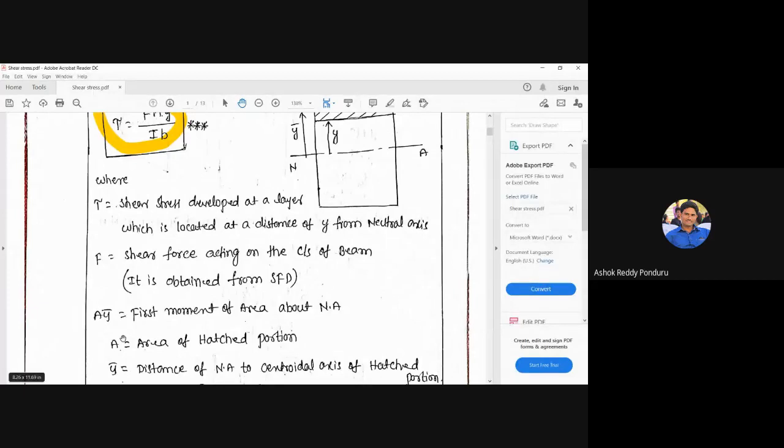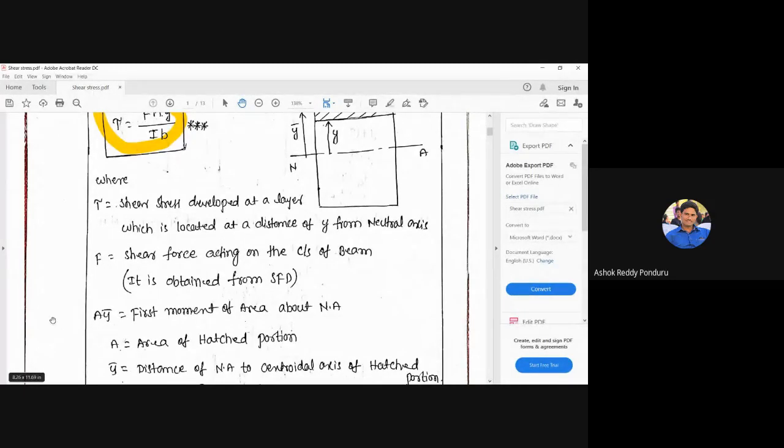Now in engineering mechanics we know that moment is the product of force into perpendicular distance. But one thing you remember, force into perpendicular distance is not simply called a moment here. The moments are classified into three types. First one, moment of force, that means force multiplied with perpendicular distance. Second one, moment of area, area multiplied with perpendicular distance. Third one, moment of mass, that means mass multiplied with perpendicular distance.